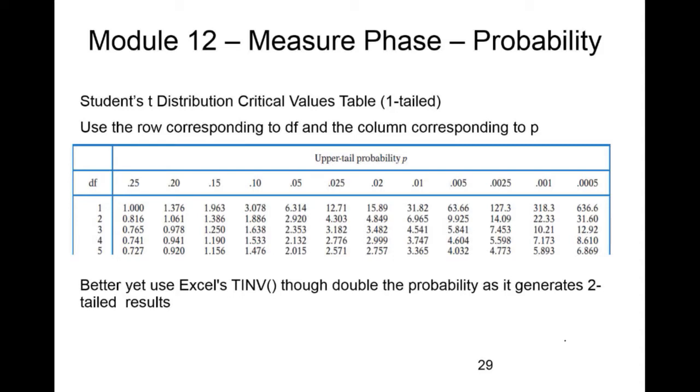You can do that, or if you're using Excel, you can use this function, although you'll have to double the probability because it assumes two-tail results if you're only interested in one tail. There we go.